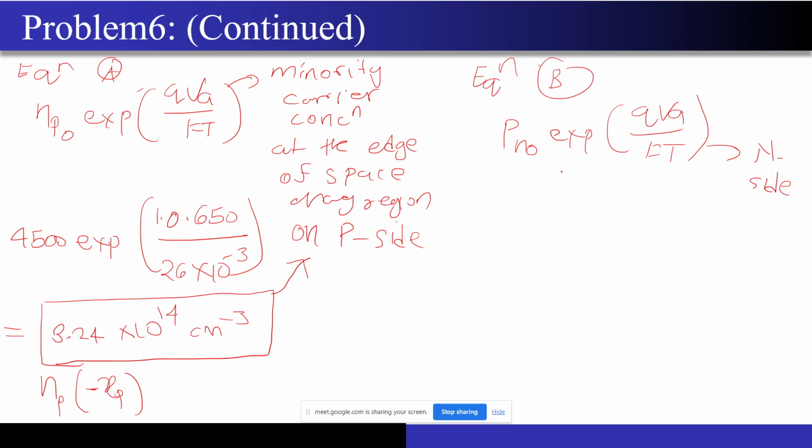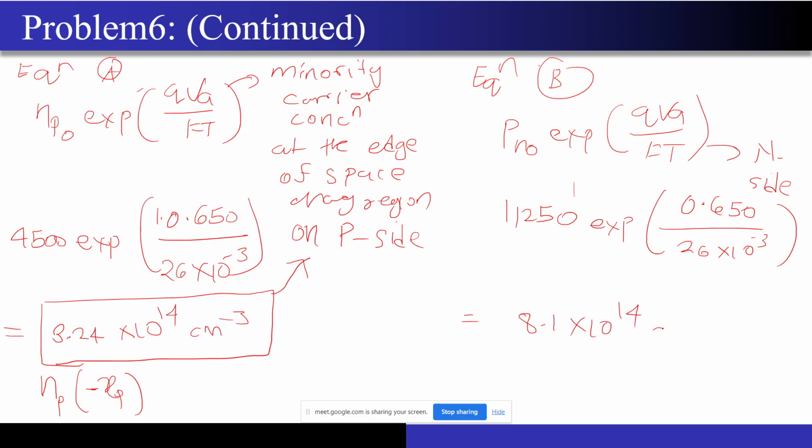And similarly, if you substitute on the right side, like this equation number b, you have the pn naught 11,250 into exponential of, again, the same factor, 0.650 divided by 26 into 10 to the power minus 3, right? So if you find out this value, then this will come out to be around 8.1 into 10 to the power 14 per centimeter cube. And if I want to denote it mathematically, then this will be the minority carrier concentration, holes on the n side at the edge of the depletion region, plus xn, right?